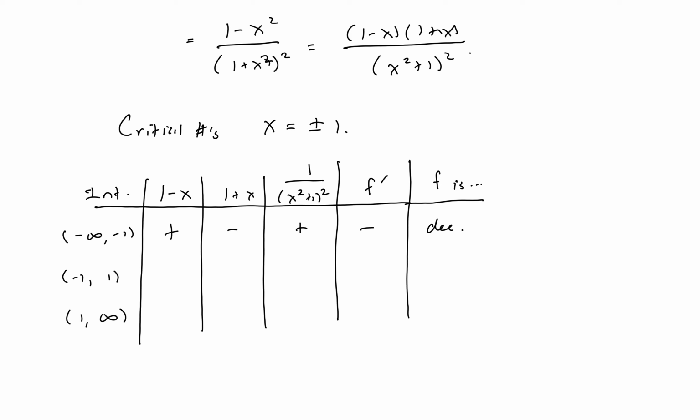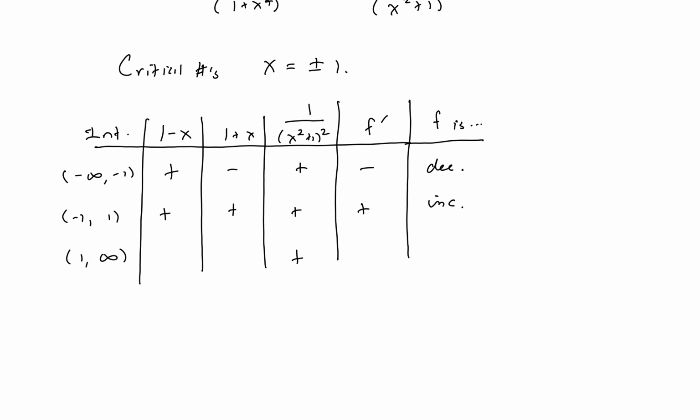For this next one, I could plug in 0. So 1 minus 0 is 1, which is positive. 1 plus 0 is 1, which is positive. This one's always positive. We might as well fill those ones in. So we multiply a bunch of positive numbers together and we get a positive. So it's increasing on this interval. And then finally for this one, if I plug in 2, I get 1 minus 2, which is negative. 1 plus 2, which is positive. So this is negative, so this is decreasing.